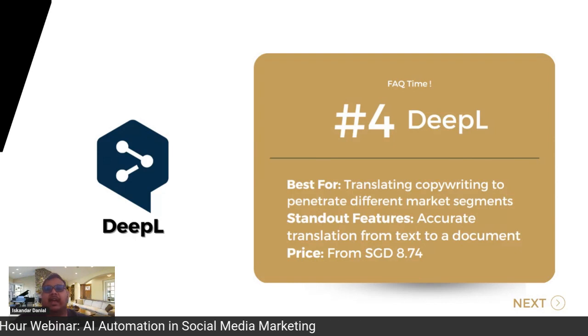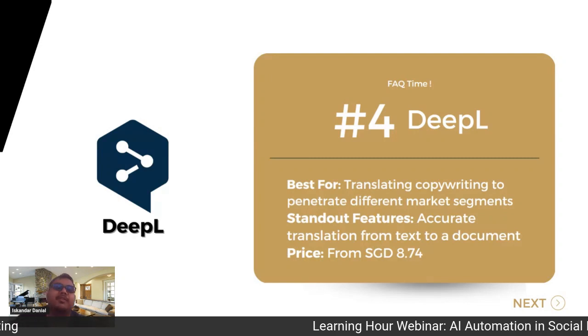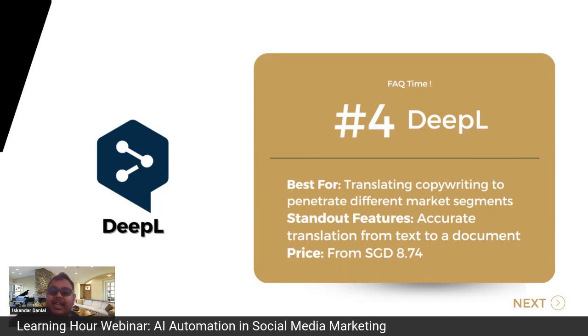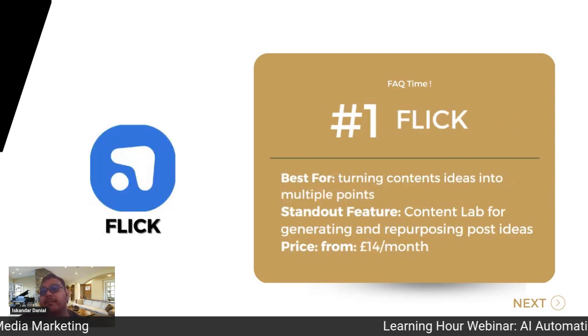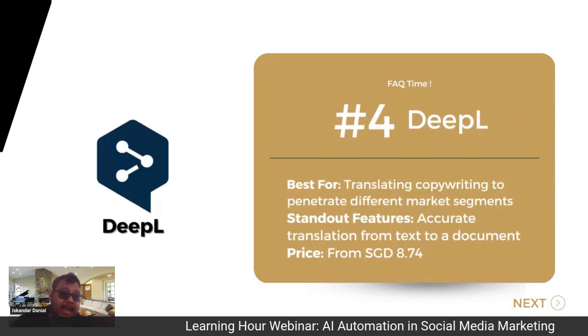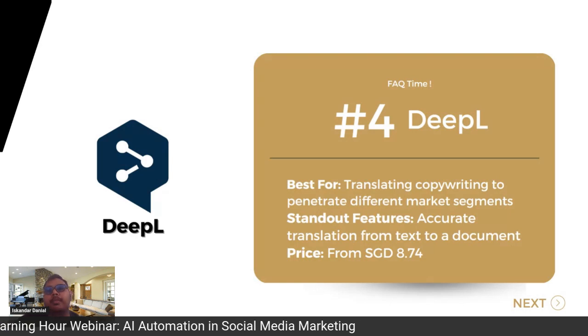And I found out that DeepL, you can actually upload the document, and then they can translate the whole document for you. And it's only from Sing dollar 8.74. It's quite cheap. So these four tools, if you see from the first one, Flick, ChatGPT, Midjourney, and also DeepL, are the four main tools that I've been using to automate my marketing activities.